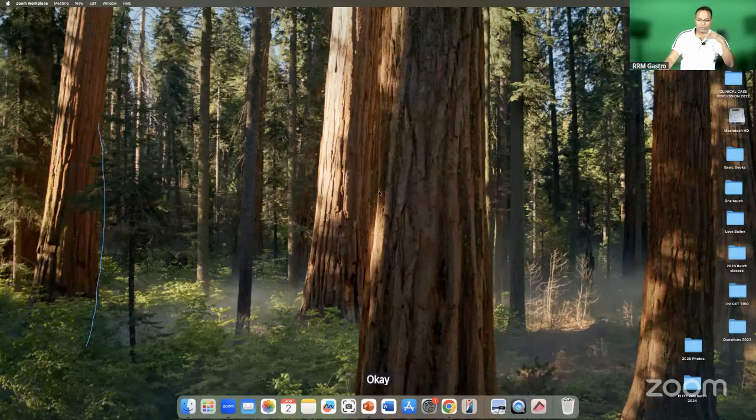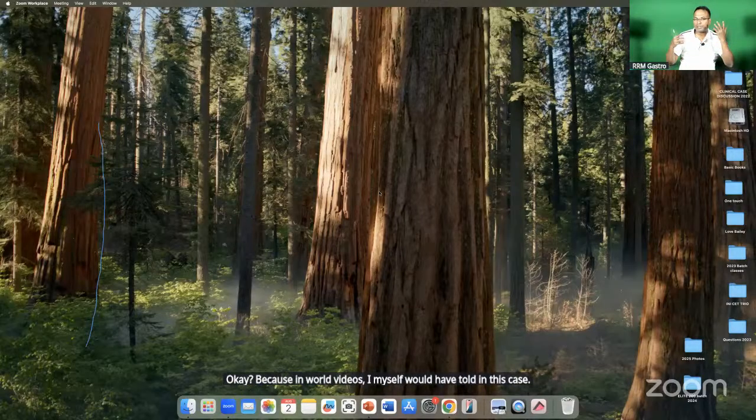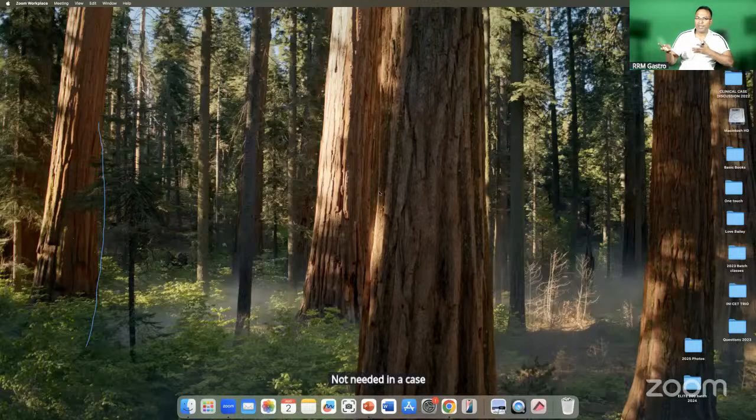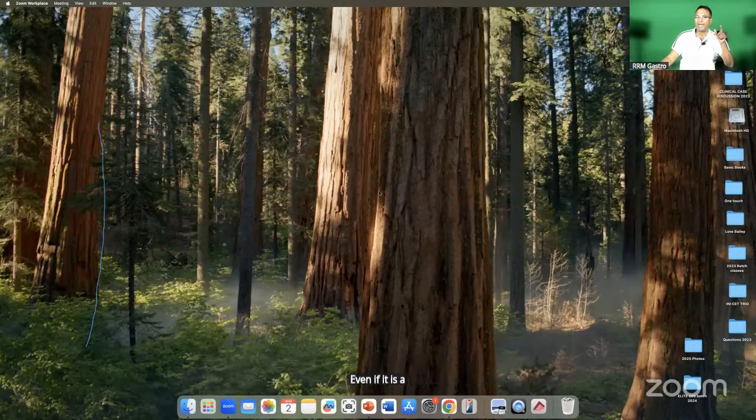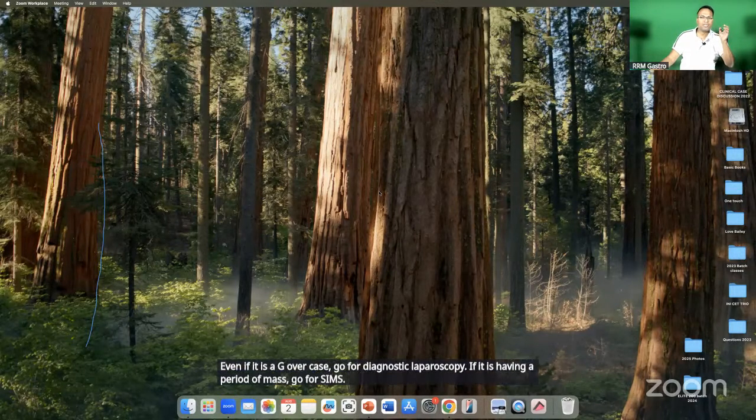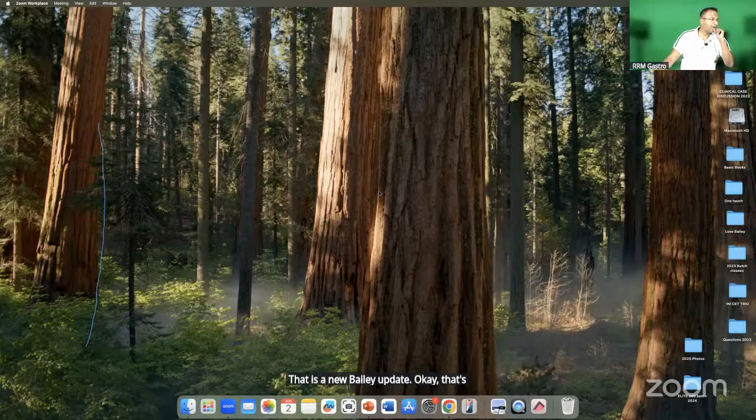Because in the old videos, I myself would have said that in this case diagnostic laparoscopy is not needed in a case of GOO because the patient is already having an obstruction, so we'll directly go for laparotomy. But that is removed in the new Bailey. They have said very clearly, even if it is a GOO case, go for diagnostic laparoscopy. If it is having peritoneal mets, go for SIMS. That is a new Bailey update.